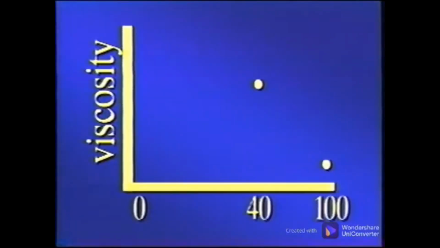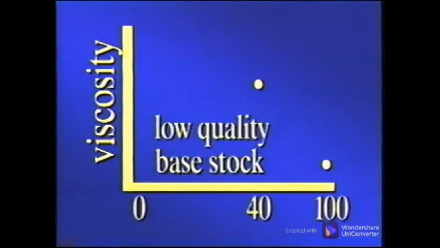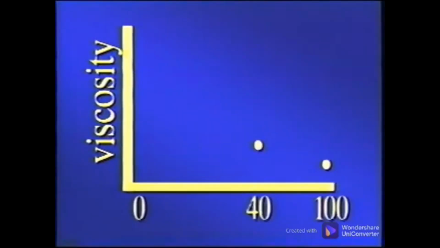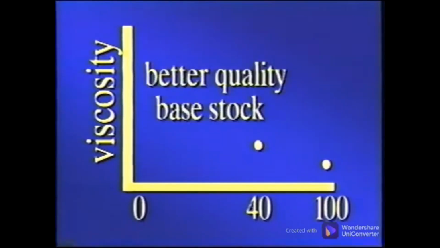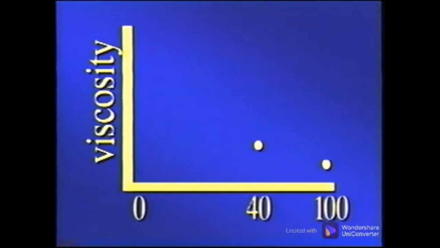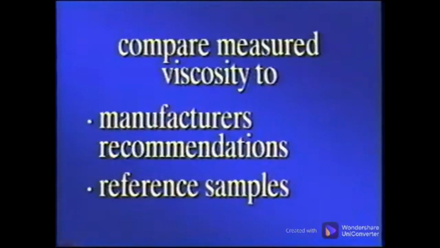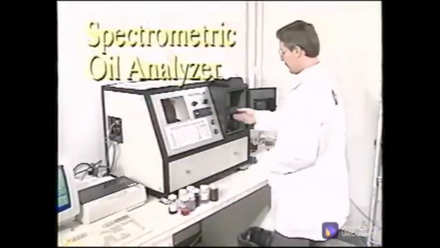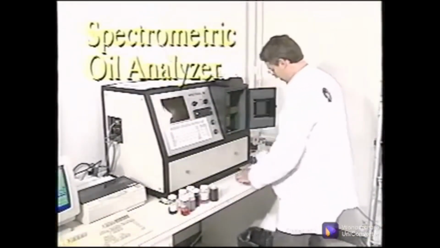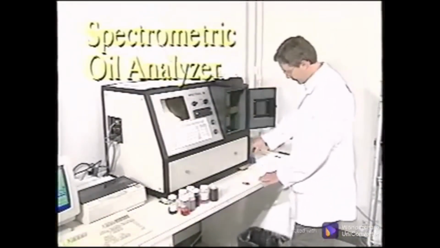An oil that is extremely different at 40 and 100 degrees centigrade will have a lower viscosity index indicating a lower quality base stock, while an oil whose measurements are fairly close will have a high index number indicating a good base stock. This measure provides extremely accurate information, allowing you to compare it to manufacturers' recommendations and reference samples. The next analysis is the spectrometric oil analyzer, which determines the elements in the oil.